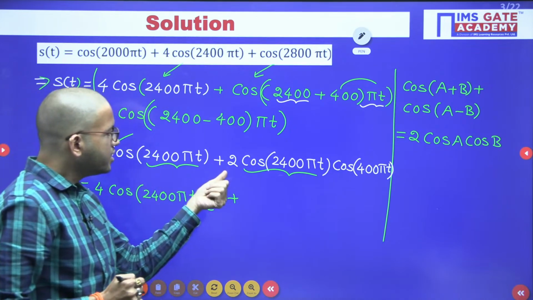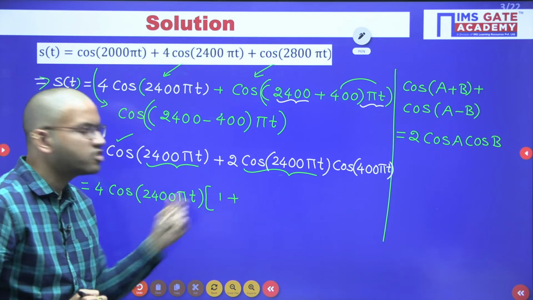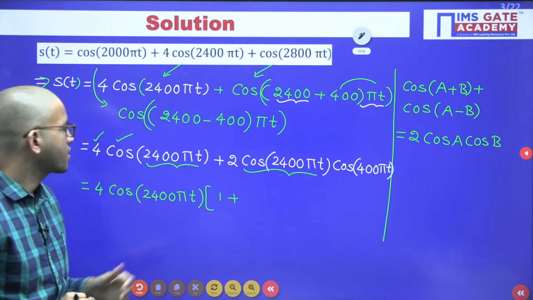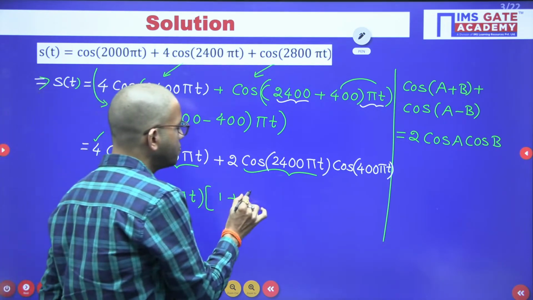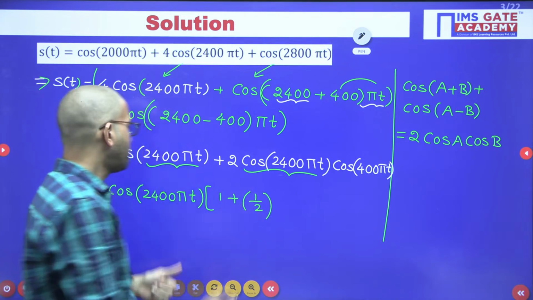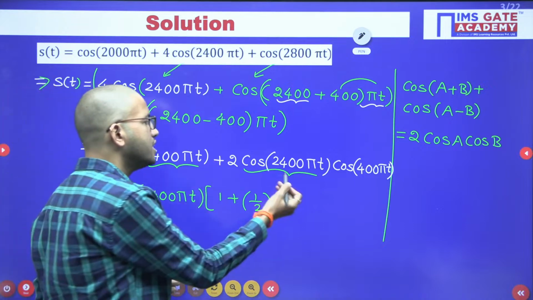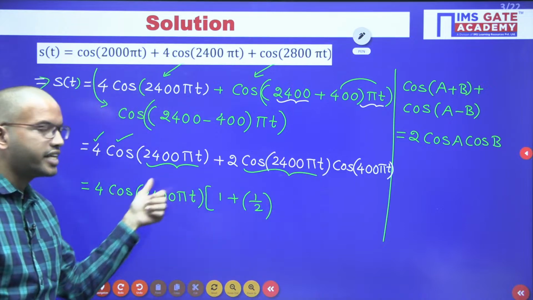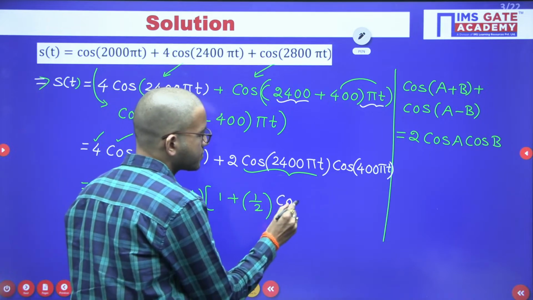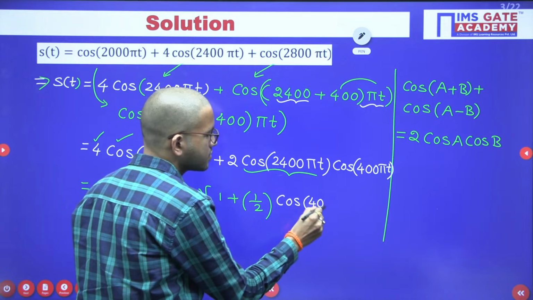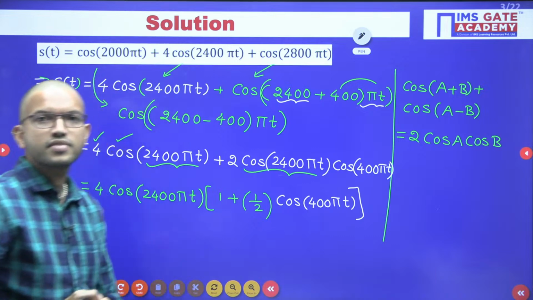Plus here 2 is there, but here I have taken 4. Can you tell what is the factor I have to consider here? Multiplication factor. Here actually 2 we are having, but I have taken 4. That means I have to multiply with 1 by 2. Yes or no? 4 into 1 by 2 is nothing but 2. And then cos 2400 pi t we already taken common. Now the leftover term is cos 400 pi t, right?